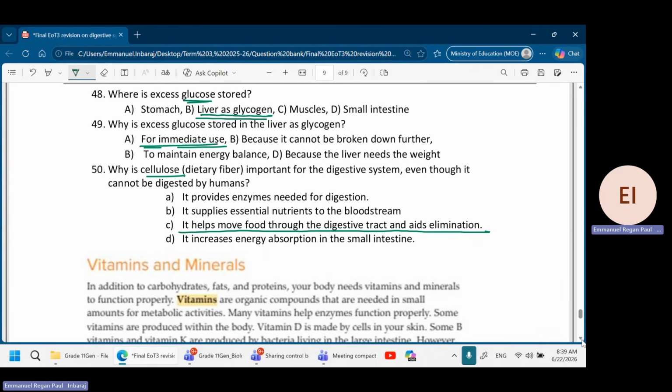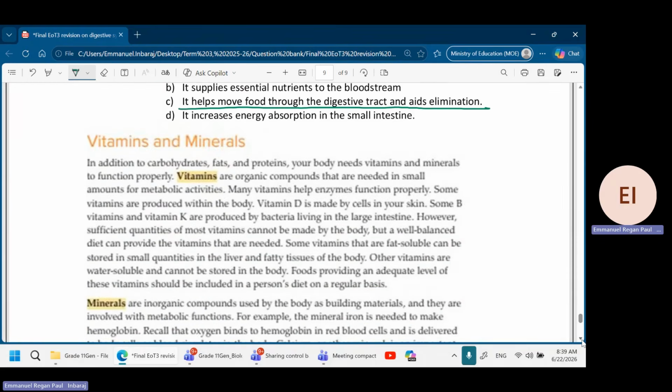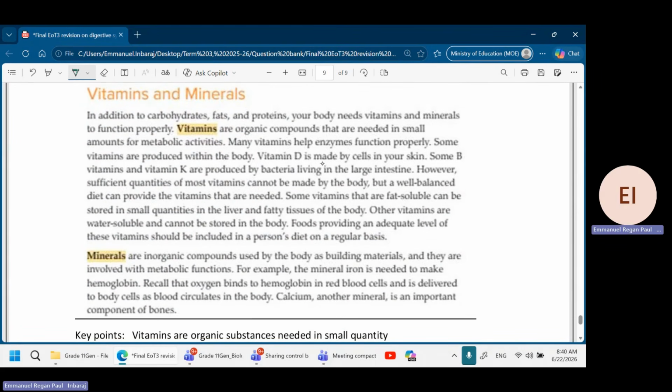Now we have to go on to page number 36. In page number 36, you need to learn some minerals and vitamins. What's given here? Vitamin D is made by the cells in your skin. Remember, this is one vitamin. And we have already learned about vitamin K. B vitamins and K vitamins are produced by the bacteria in the large intestine.